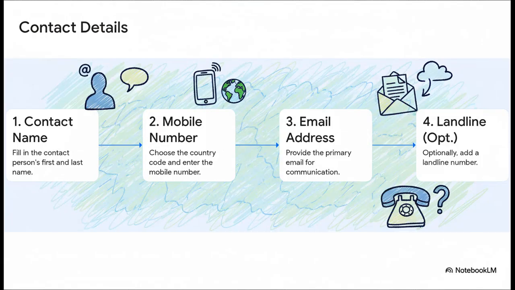So, you'll pop in the first and last name of the person you'll be dealing with, then their mobile number. Make sure to pick the right country code. But listen up, the email address, that's the big one. That's where your invoices are going to land, so definitely double check it for typos. And the landline? You can see it's optional, so unless you really need it, just skip right over it.